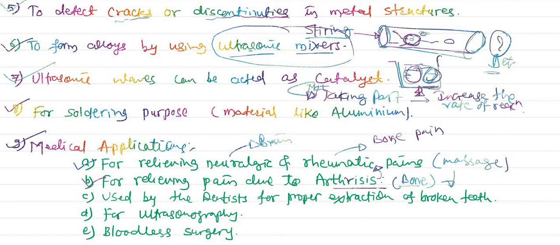Then these ultrasonic waves are used by dentists for proper extraction of a broken tooth. Again, as I told you in the case of metal detection of cracks and discontinuities, the same is applicable here, because the dentist wants to know exactly where the break or crack or defective tooth is, and for that they use ultrasonic detectors so that they can go exactly to that tooth and cure it, right?